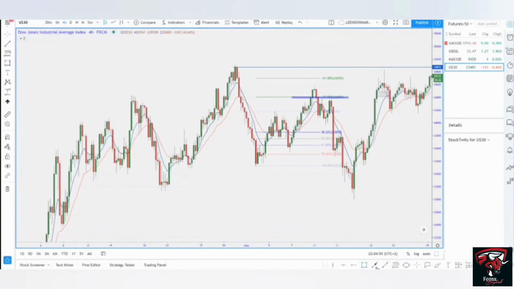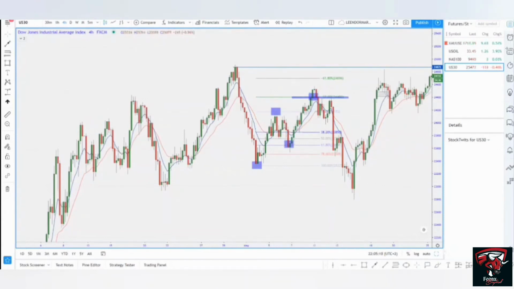This was a clean move. So let me just mark it out so that you can see. This would have been your A. This would have been your B right at the tip of the wicks. This would have been your C right at that negative 61.8. And this would have been your D at that negative 27 as your first target.